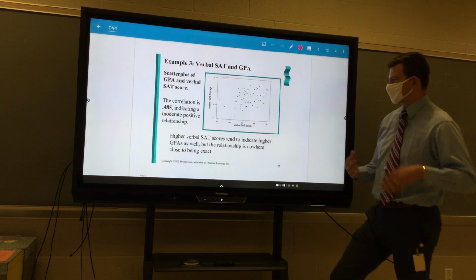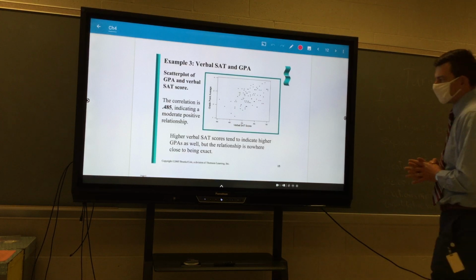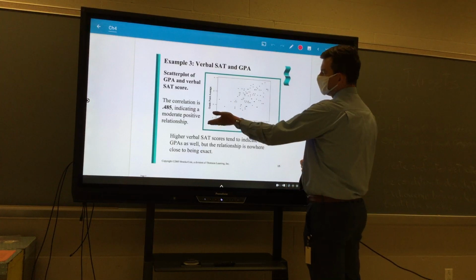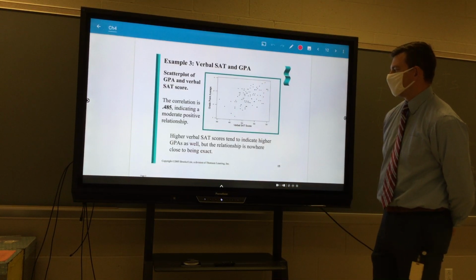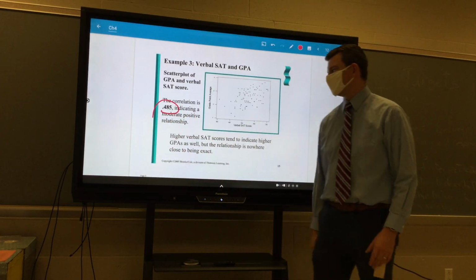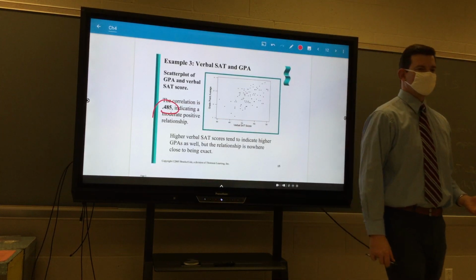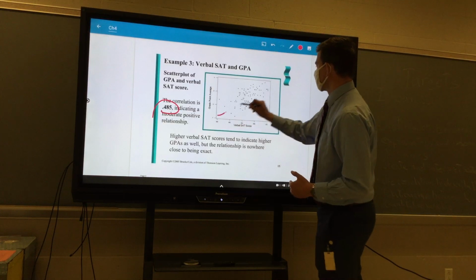So here are a couple examples, just to get our understanding. We have a graph here that has verbal SAT score as our explanatory variable and GPA as our response variable. And we have an R value of 0.485, which indicates, let's say, a moderate positive relationship, right? It's not terribly strong. There's a slight association here.